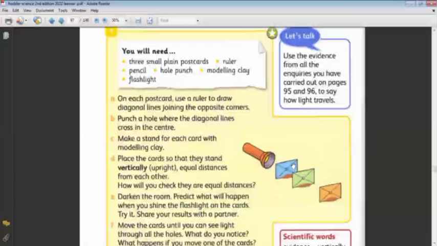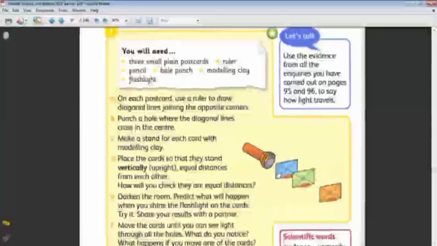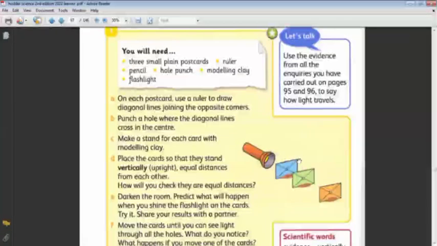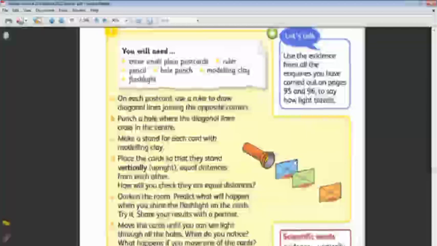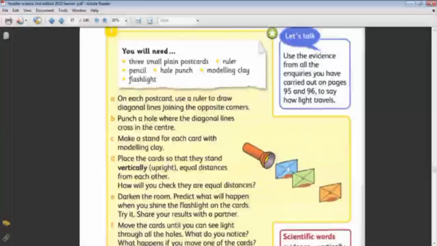What we will make: we will draw 2 diagonal lines crossing the center of the postcard. This line here, from this part to this part, is a diagonal. We can say it's a diagonal dimension of the postcard. We will draw 1 diagonal line in this direction and another one in the opposite direction. The 2 must intersect here at this point, in the center. We will do the same thing on the 3 postcards, and in the center we will make a hole in each of these 3 postcards.